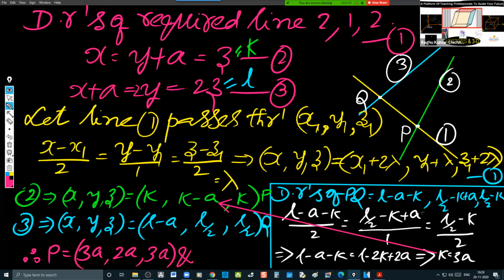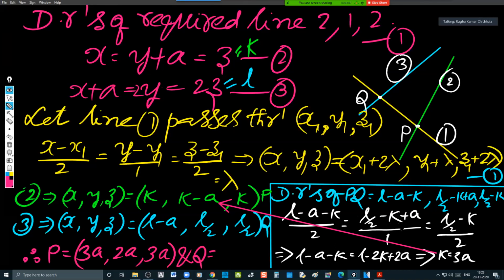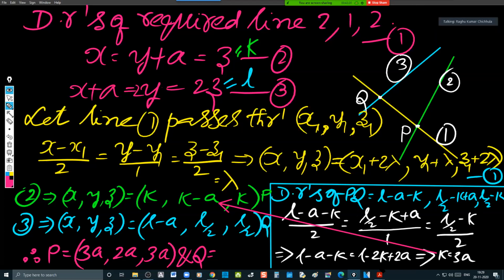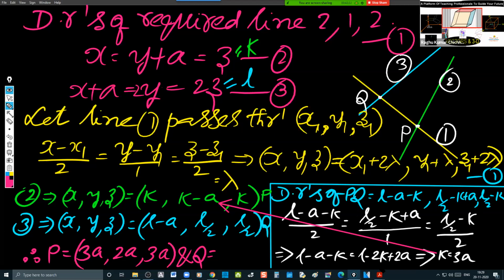And for Q, you solve. We already got the value of K here. Solve the first fraction and the last fraction, please. I need the value of L. You can get the value of L from here also. Just substitute 3A instead of K in these two, and get the value of L from this one. Do you understand what I'm saying? I need the value of L, please. Please make it fast.